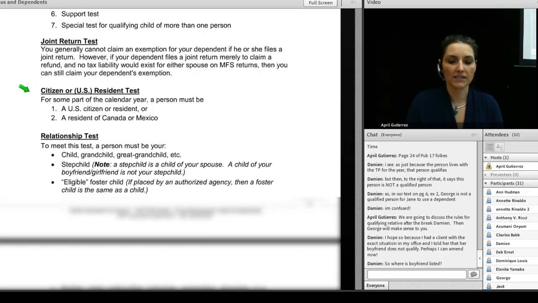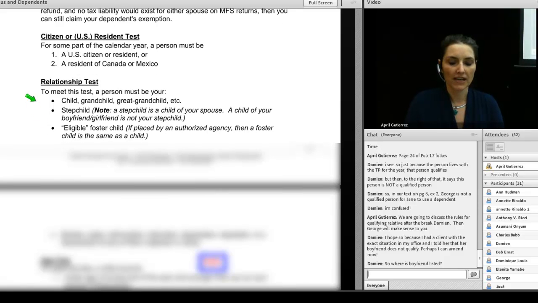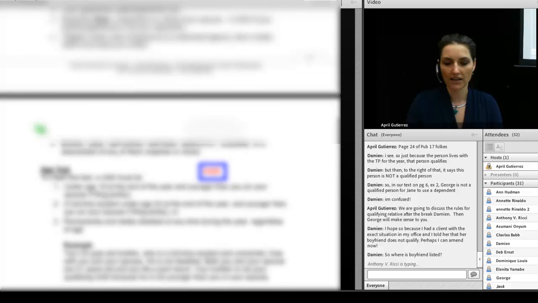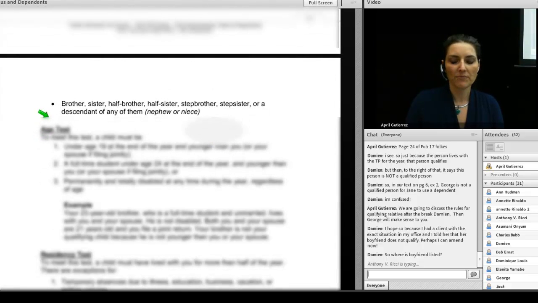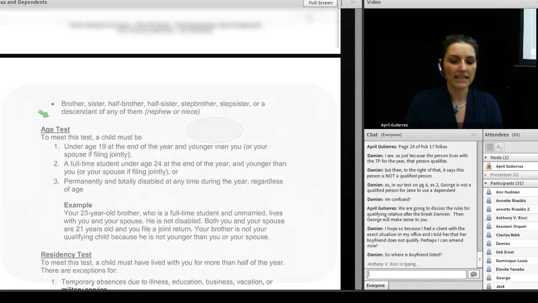Citizen or U.S. resident test. For some part of the calendar year, a person must be a U.S. citizen or a resident of Canada or Mexico. Relationship test. To meet this test, a person must be your child, grandchild, great-grandchild, etc., or a stepchild. But note that a stepchild is a child of your spouse. A child of your boyfriend or girlfriend is not your stepchild. Or an eligible foster child. If that child was placed with you by an authorized agency, then a foster child is the same as a child. Brother, sister, half-brother, half-sister, stepbrother, stepsister, or a descendant of any of them, such as a niece or nephew.